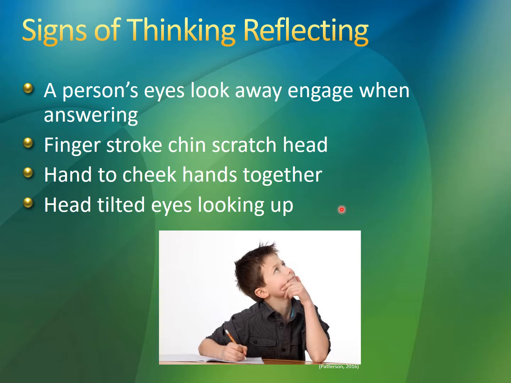Signs of thinking or reflecting. A person's eyes look away, engage when answering. They finger stroke the chin or head. The hand on the cheek, hands together, the head tilted, eyes looking up, like this young fella. What is he thinking of? Well, it's getting close to Christmas. Perhaps that's what he's thinking of.